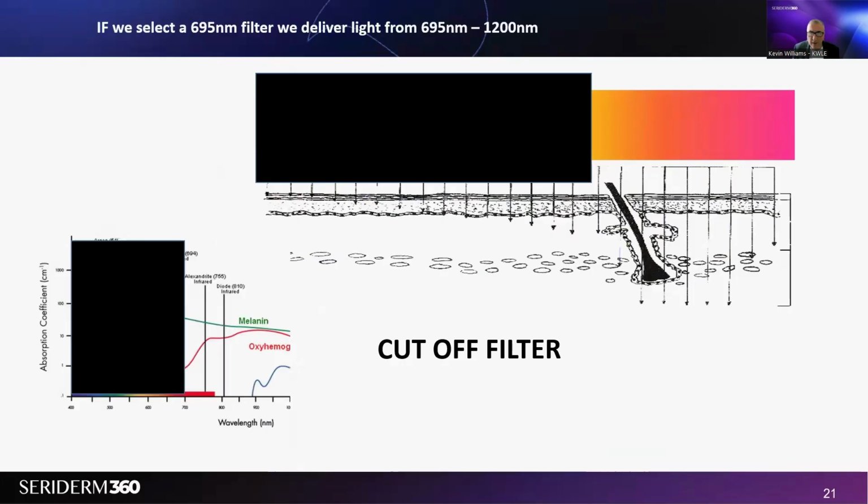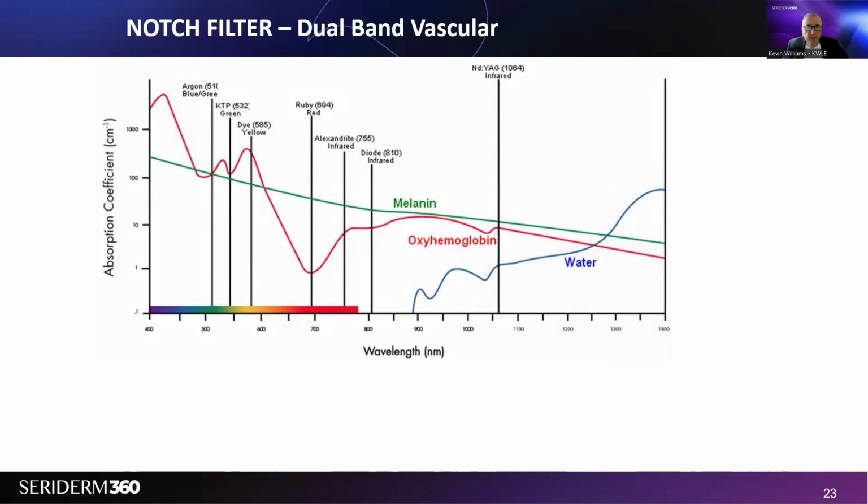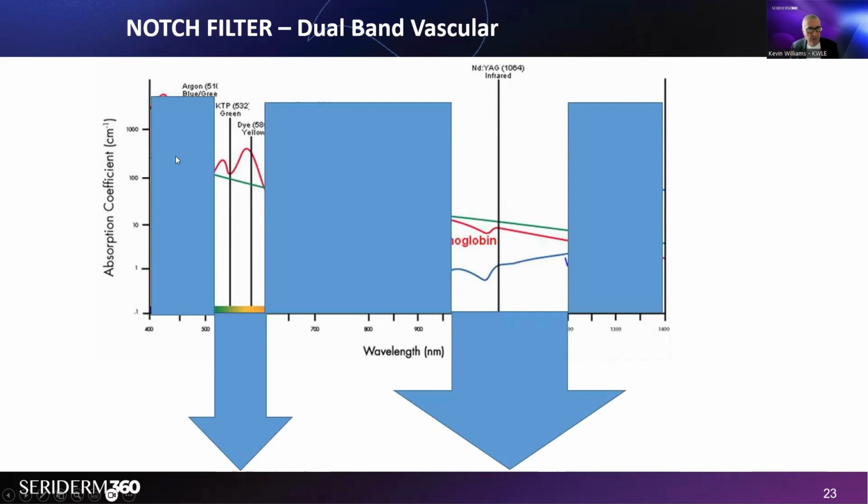Okay, so cut-off filters cut off the unwanted wavelengths below their value. So if I go back a slide, and I put an 800 filter in, if there was one available, it would block all the light below 800. Okay? So a cut-off filter cuts off the unwanted wavelengths below its value. Now you can also get what are called notch filters. Some manufacturers use a dual band notch filter for vascular. So what they do is put in a filter which takes away the superficial absorption in blood, takes out the high absorption in melanin, and then leaves two bands of light, which can be used because we know far infrared is really good for vascular as well. We can use these two bands of light for treating vascular lesions.